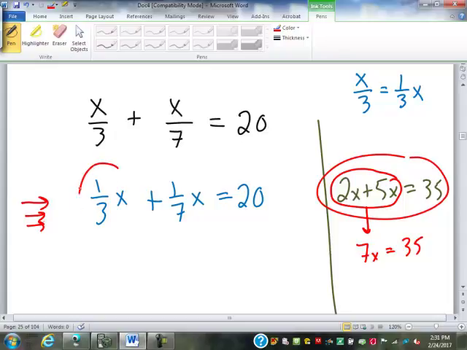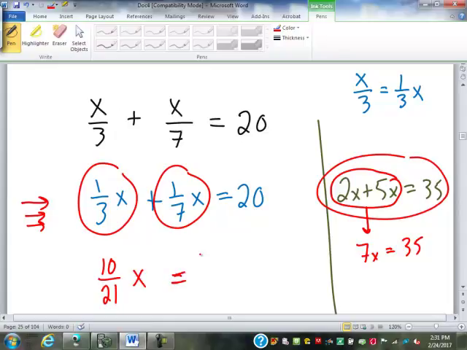I'm adding 1/3 x and 1/7 x. To add 1/3 and 1/7, 1/3 plus 1/7 is 10/21 x. Now again, I realize I didn't do that out longhand, but I'm going to trust at this point you guys can find the common denominators and add the fractions, or use the calculators to add them. So 10/21 x equals 20.